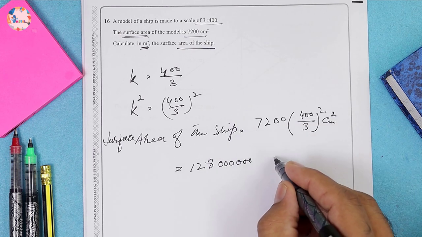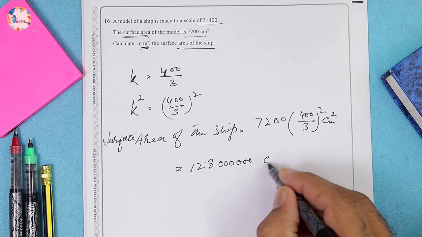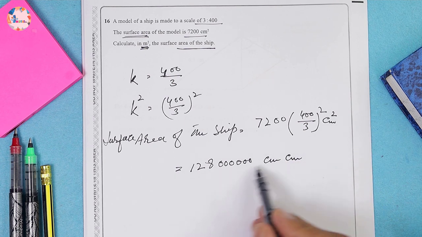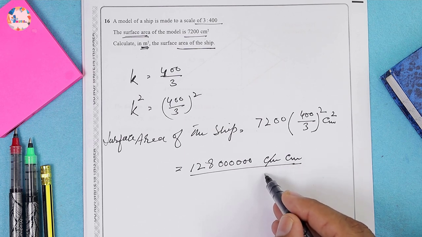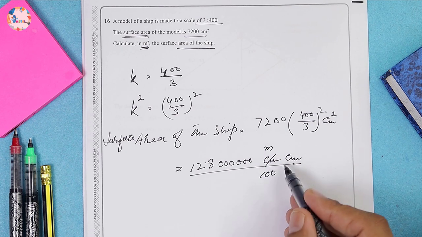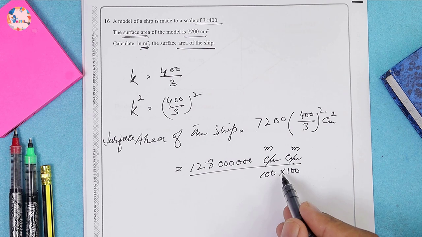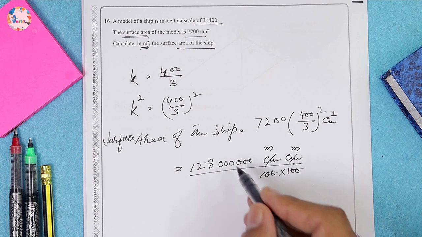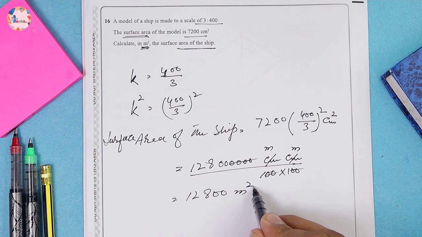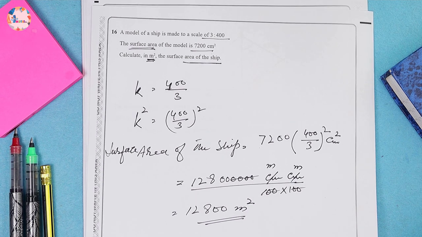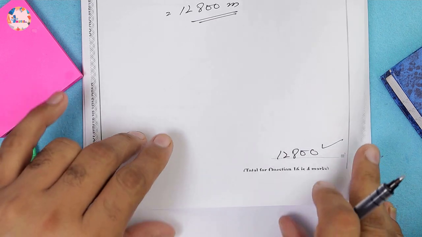Now this is our answer, which is in centimeter square, but we need it in meter square. So centimeter square means centimeter into centimeter. To change into meters, we will divide this by 100, and this also we will divide by 100. So we can simply cancel: 2 and 2, 4, and this will be 1, 2, 8, double 0, meters square. This will be the final answer for this question, and we can provide the answer over here. It will be 1280 meters square. This is done.